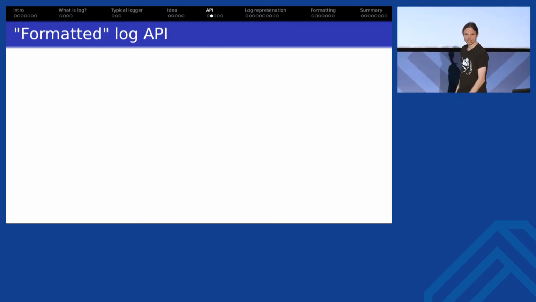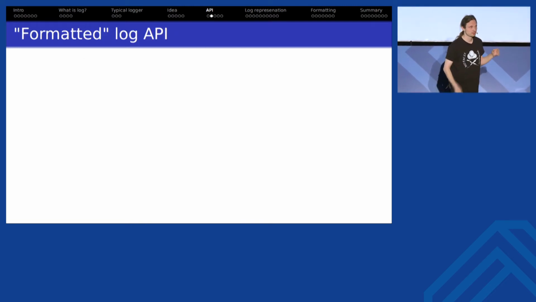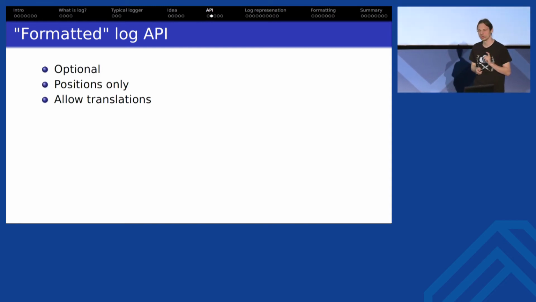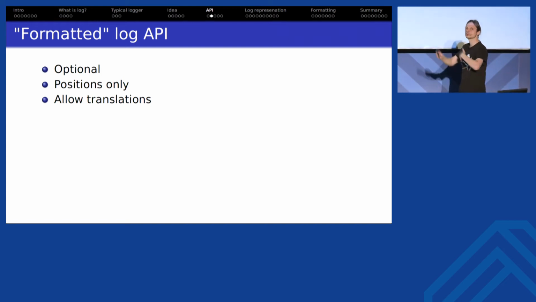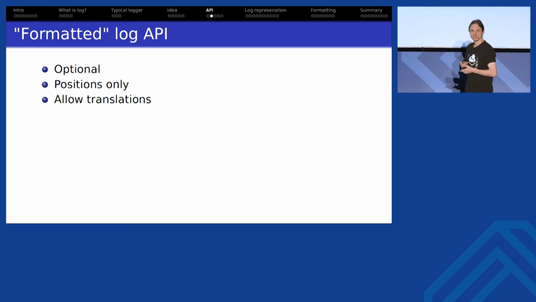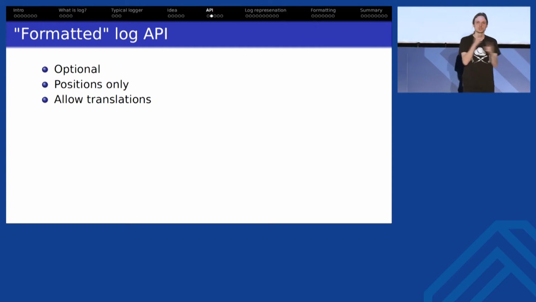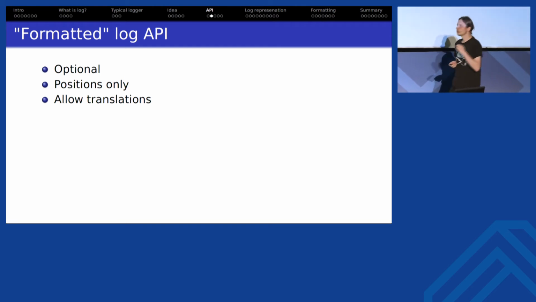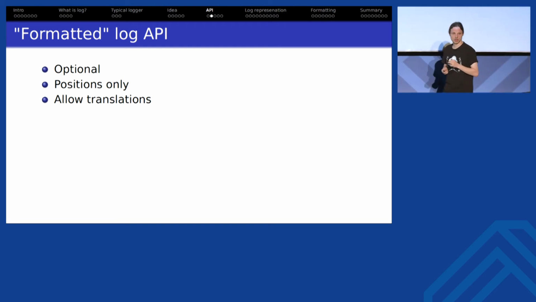So the next type of API would be this formatted API, but we just said that we do not want to have any formatting, and this is still true. We do not want formatting that will change a display form. But if you allow in a format only the position of arguments to change, this will actually be good. And if you make this interface optional, it will also allow users to keep most of the log compact.